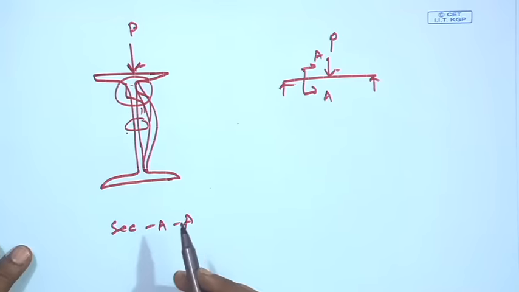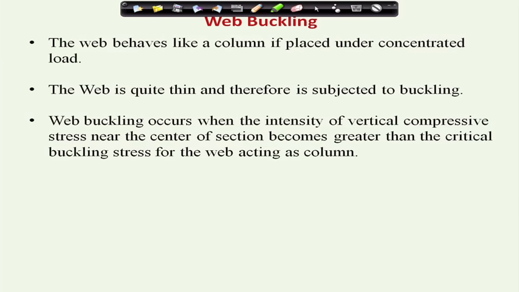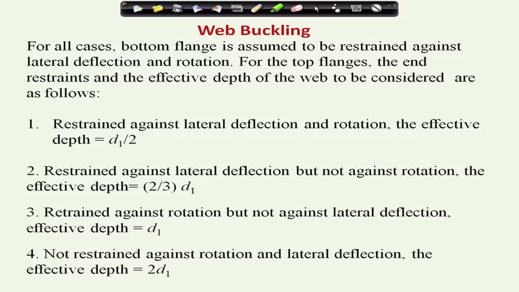So, as the web behaves like a column, therefore we have to calculate the web strength, means the vertical compressive strength near the center of the web, and then we have to check whether it is safe or not. So, for calculating web buckling, for different cases the effective depth has been given.